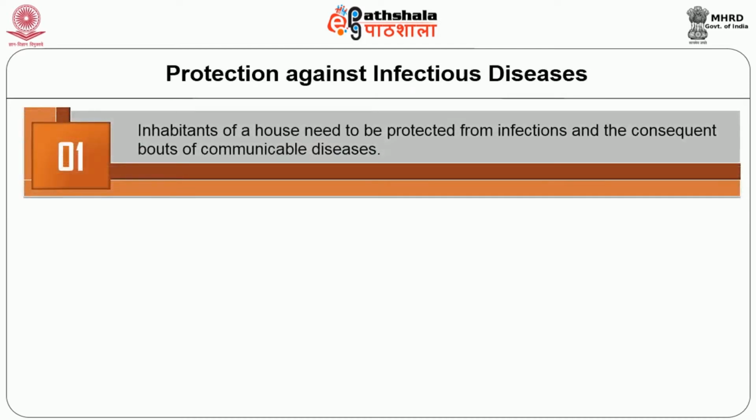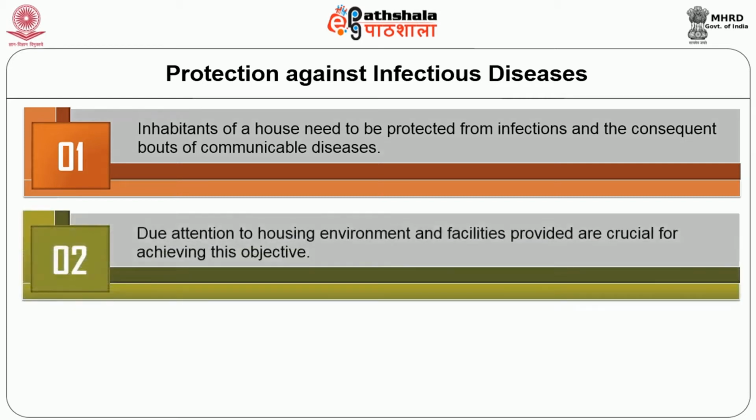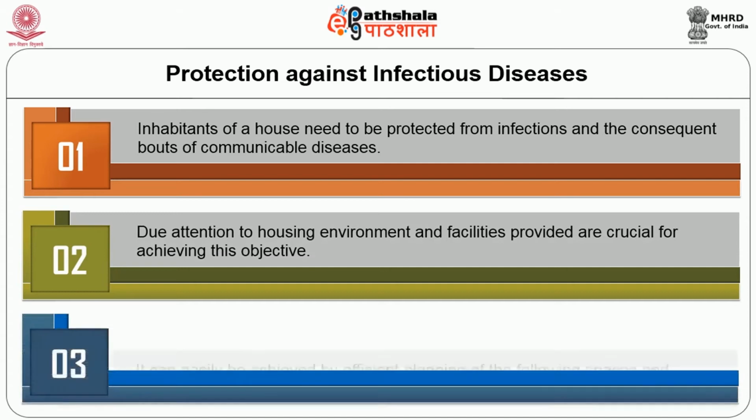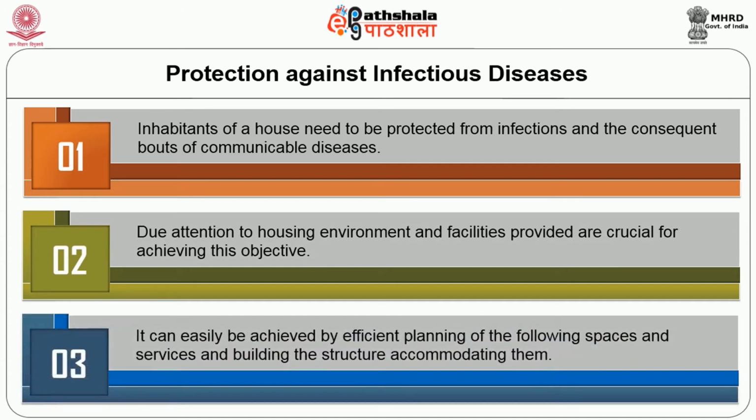Let us start with the first guideline: protection against infectious diseases. Inhabitants of a house need to be protected from infections and the consequent bouts of communicable diseases. Due attention to housing environment and facilities provided are crucial for achieving this objective. It can easily be achieved by efficient planning of the following spaces and services and building the structure accommodating them.